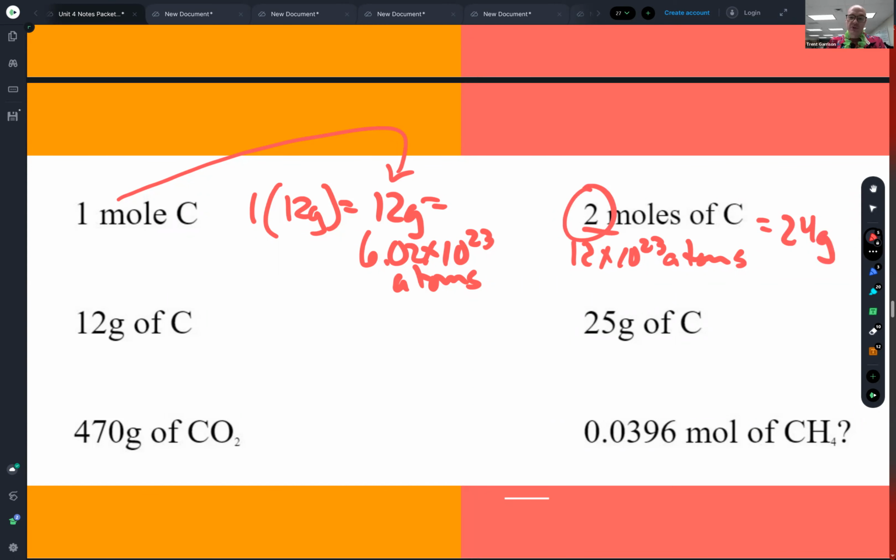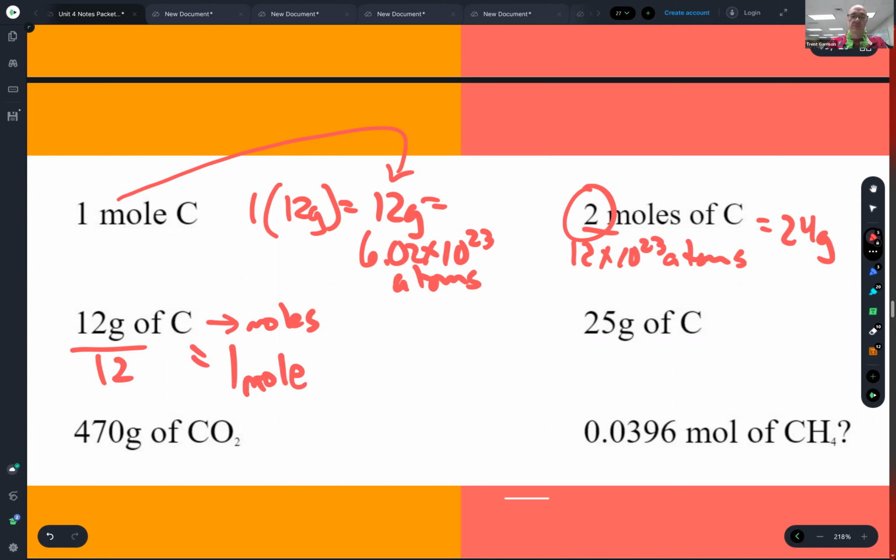Well, let's go in reverse. What if I had 12 grams and I wanted to convert it into moles? Well, you could probably do this in your head. You're saying, well, 1 mole weighed 12 grams. So that means if I have 12 grams, I've got 1 mole. By the way, the abbreviation for mole is MOL.